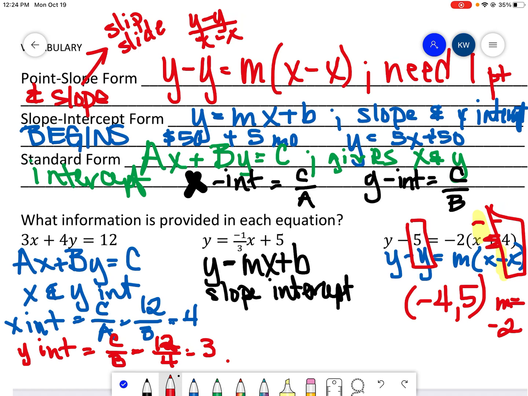When I have a negative slope, I know that my line is going to go down. For the slope-intercept form, I know that my slope is -1/3 and that my y-intercept is 5. And I know because my slope is negative that my line is going to go down. So that's the vocabulary you needed to learn.